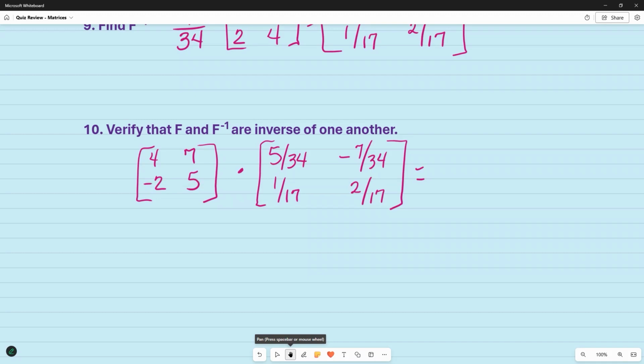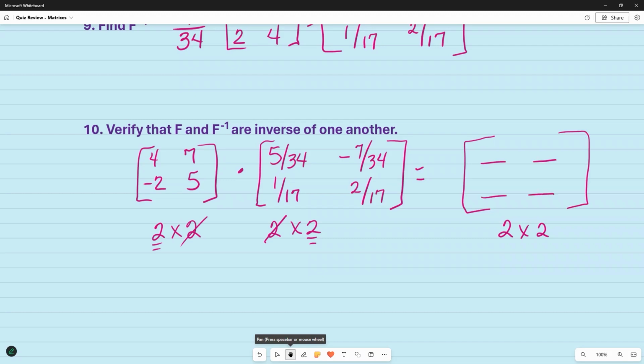It might be helpful if you set up your matrix knowing that the size of the first one is 2 rows by 2 columns, and then the size of the second one is also 2 by 2. So since the middles are the same, that means what's left over is going to be the dimension of my answer, which is going to be a 2 by 2. So it might be helpful to go ahead and write 2 rows and 2 columns, and then you can fill in your blanks.